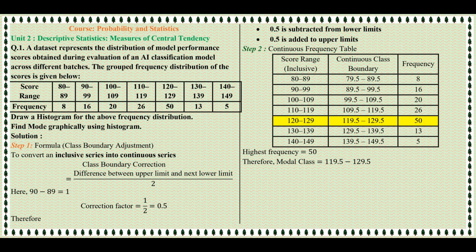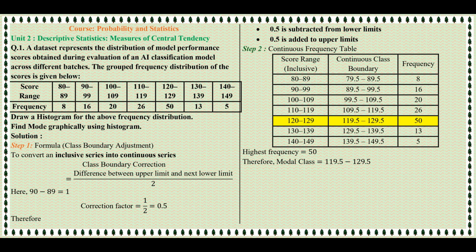Let's step into a classroom where data tells a story and graphs bring it to life. Today, we're going to understand a very interesting problem. The question says, a dataset represents the distribution of model performance scores obtained during evaluation of an AI classification model across different batches. The grouped frequency distribution of the scores is given below.